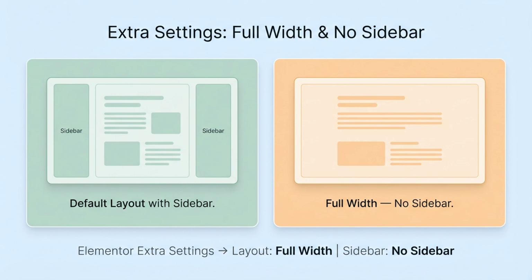After fixing the page template, the next thing to configure is the extra settings inside Elementor. Here, you want to set the layout to full width. This removes any column restrictions and lets your content stretch across the entire page.